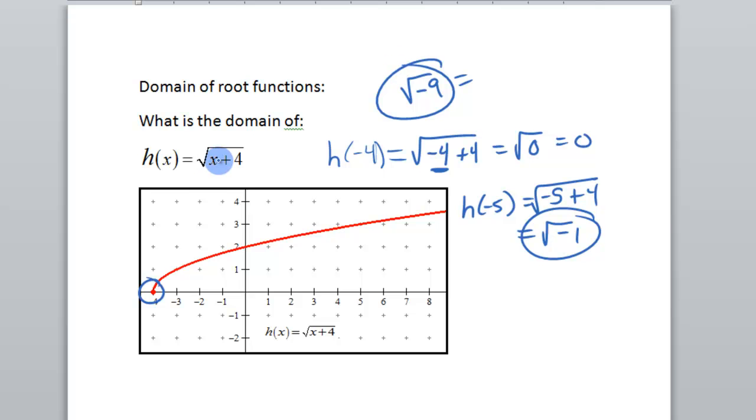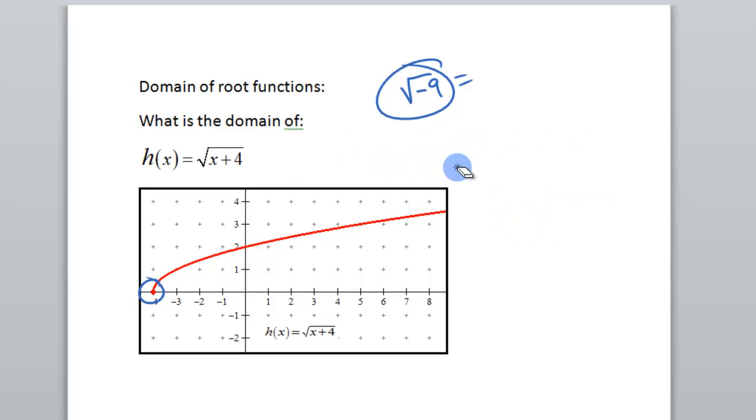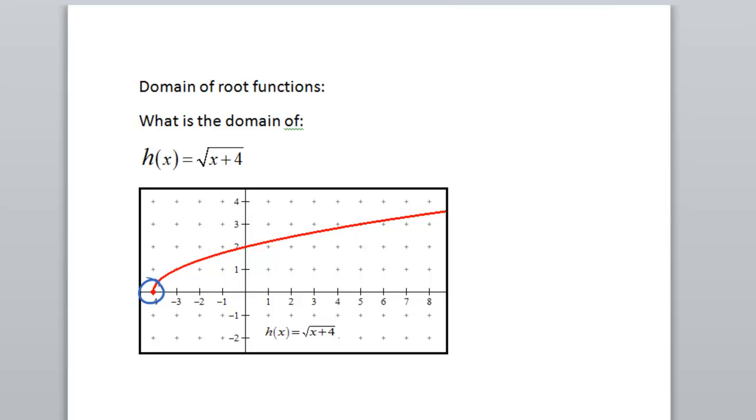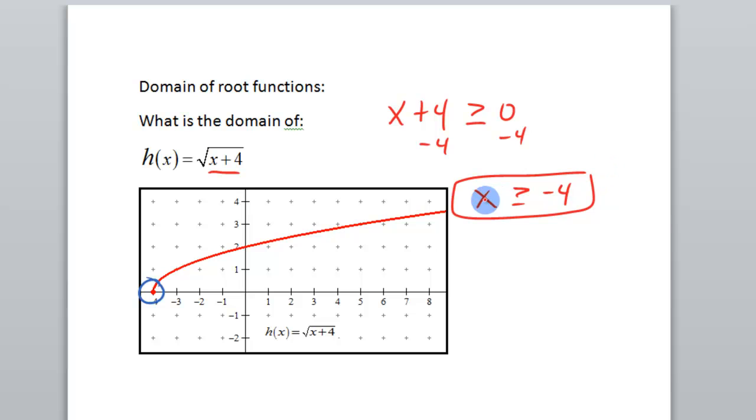So how we find out the domain of square root functions is that we take whatever is under the square root. The x plus 4 is under the square root function, see right there. And we need this to always be greater than or equal to 0, because you can't take a square root of a negative number. Now we just solve that. So I subtract 4, I have x is greater than or equal to -4, and that would be the domain of the square root function, meaning you can choose any x that is greater than or equal to -4.